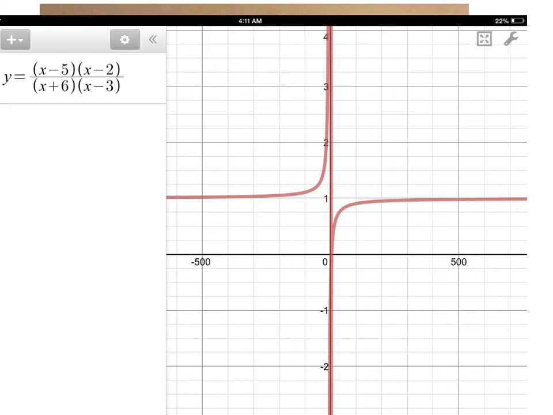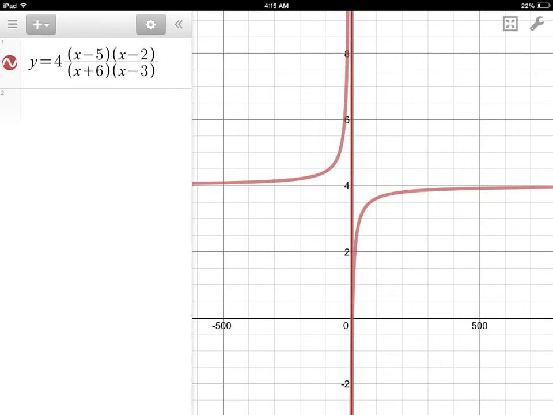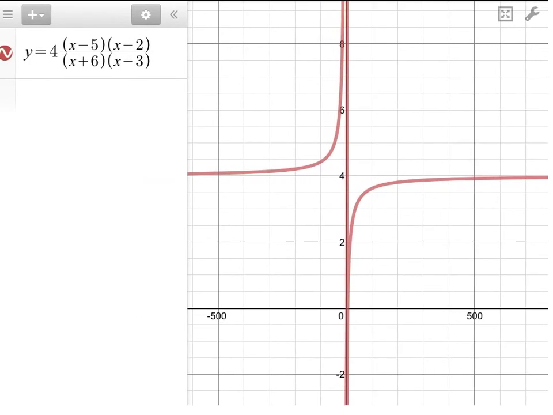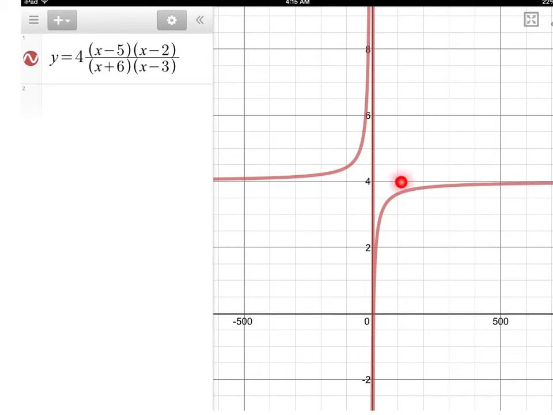So stick a 4 out in front of that fraction. That'll be our a term. So that's what I did. I replaced the a with a 4, and that's what happened. It shifted that whole function up, so it has a horizontal asymptote of y equals 4.